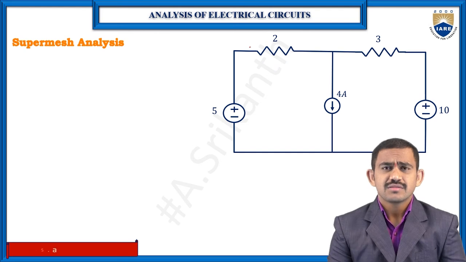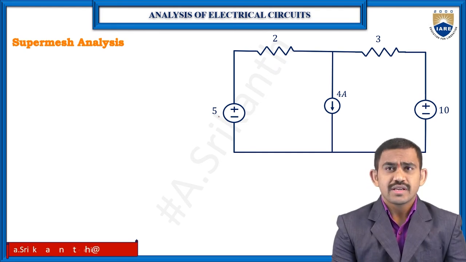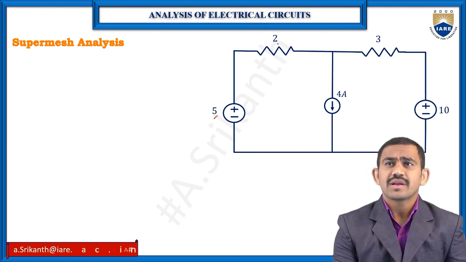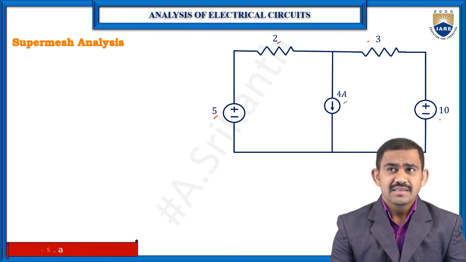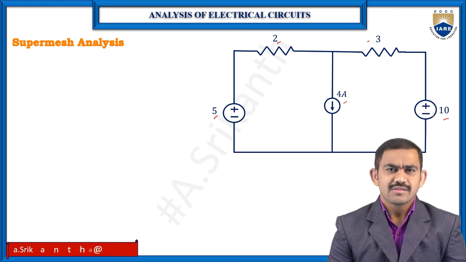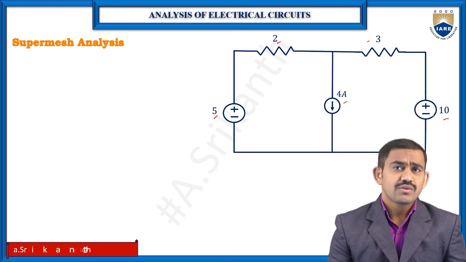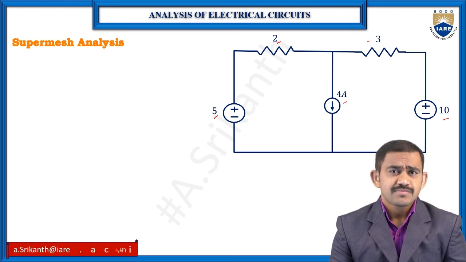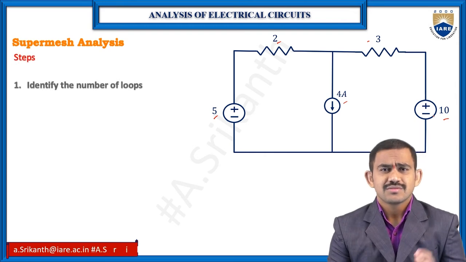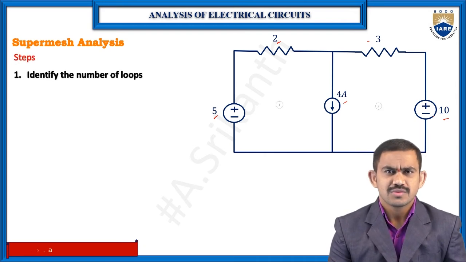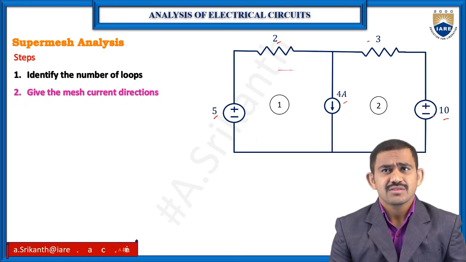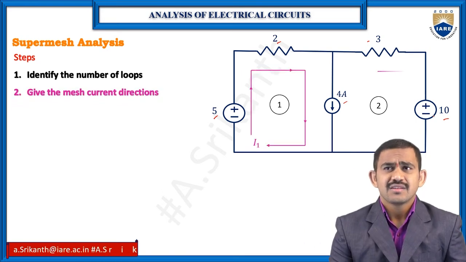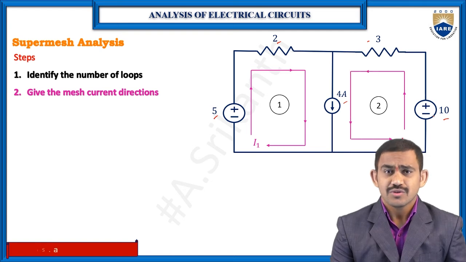Now, same circuit, but with a voltage source of 5, a 2 ohm resistor, a 3 ohm resistor, 4 amps current source and 10 volts. Same circuit, we'll go step by step. What is the first step? The first step is to identify the loops. You know how many loops we have: 2 loops. And what is the second step? Apply the current direction. I give the current direction as per the source.